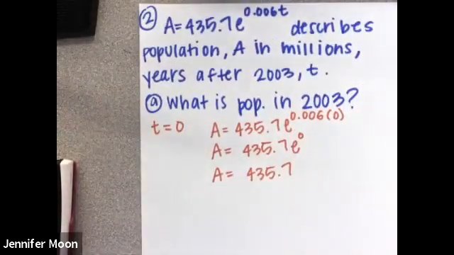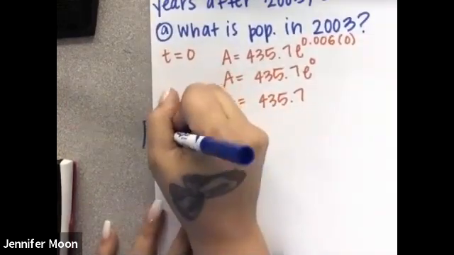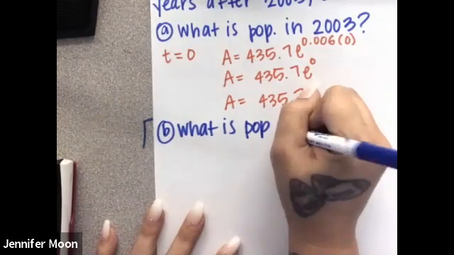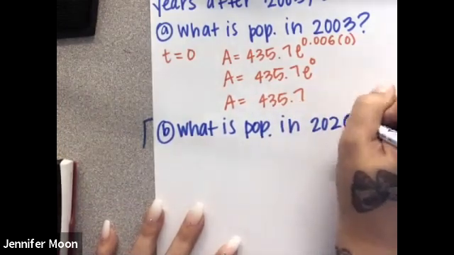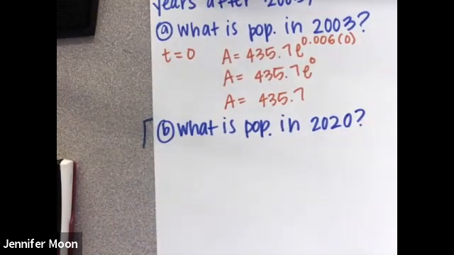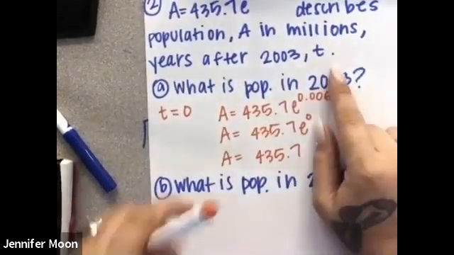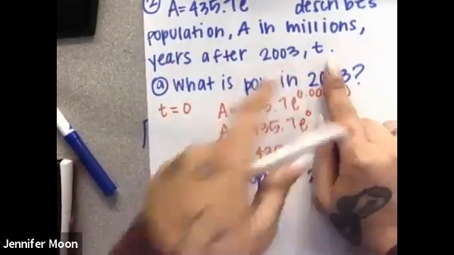That's where we started. Okay, so for part B, it actually wants to know what the population is in 2020. This amazing year. I'm being facetious. Okay, so if it wants to know what the population is in 2020, that doesn't tell me my T, right? You do not put 2020 as your T. I'm basing my T off of how it described it, which was T is the years after 2003.